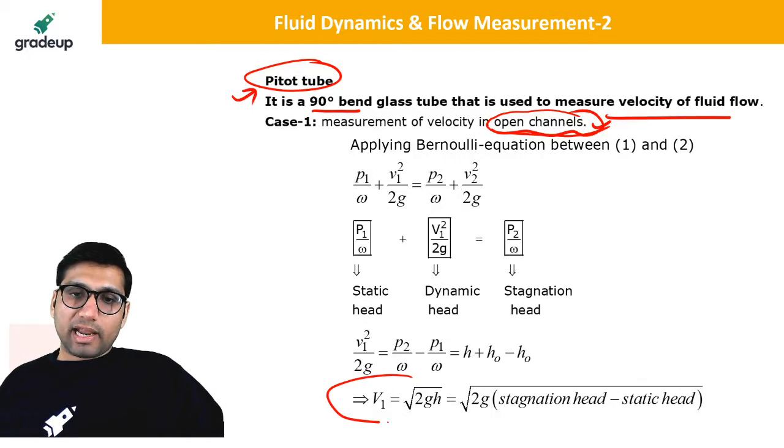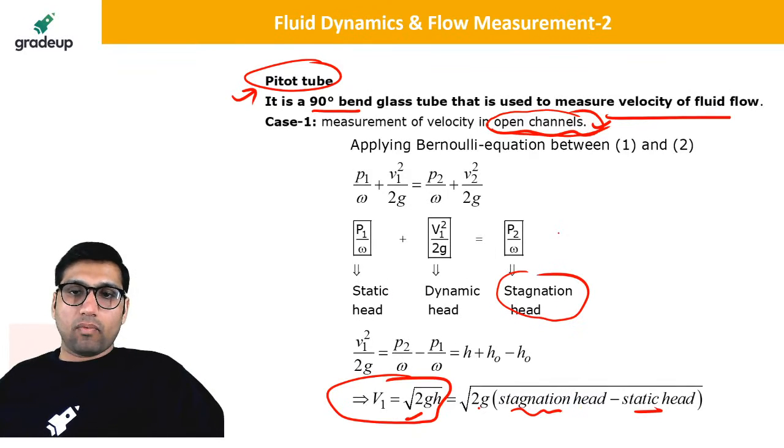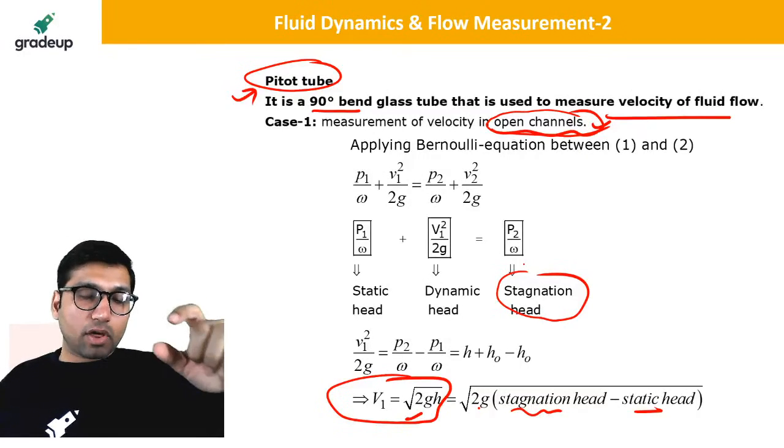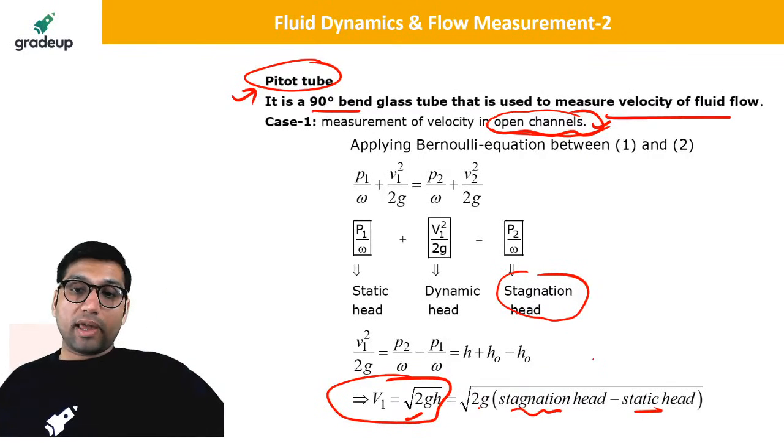So velocity you can get from this relation: it is equal to under root 2gH, where H is equal to stagnation head minus static head. The stagnation head is the total head. What is the meaning of stagnation? It is the point where the velocity suddenly reduces to 0. So the difference of the stagnation head minus static head will give you the value of H, and from here you can find the velocity in an open channel.